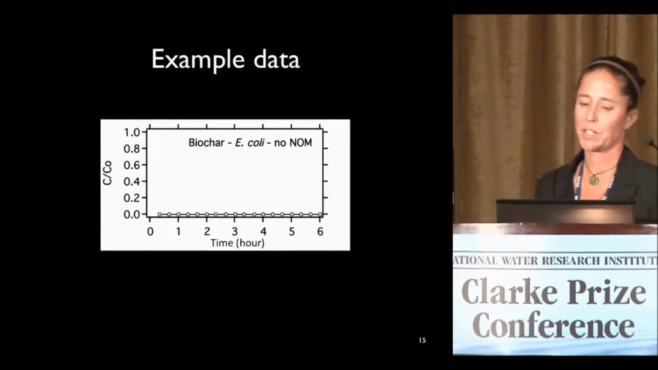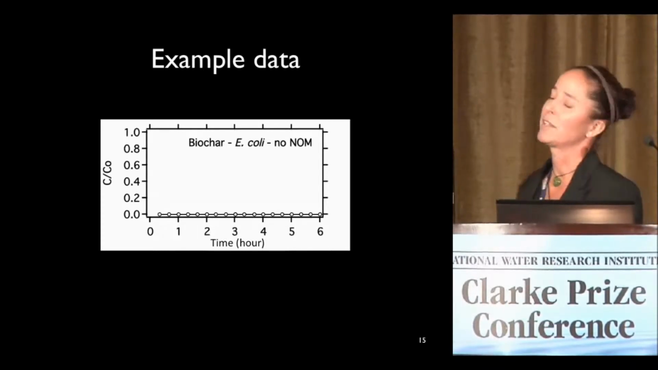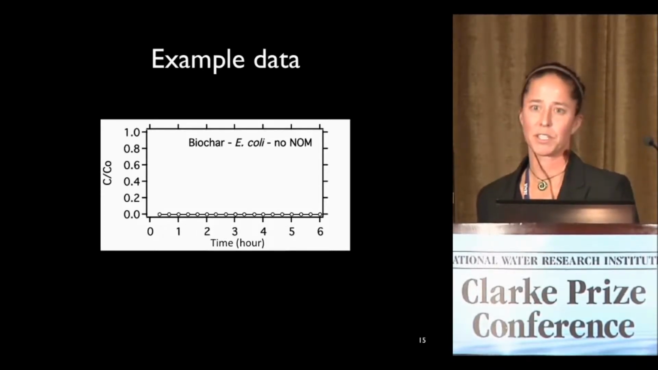Here's some example data with a biochar. The same conditions, and this time on this scale at least, which is the linear scale, you can't see any breakthrough occurring. So we have significantly greater removal with biochar compared to sand.